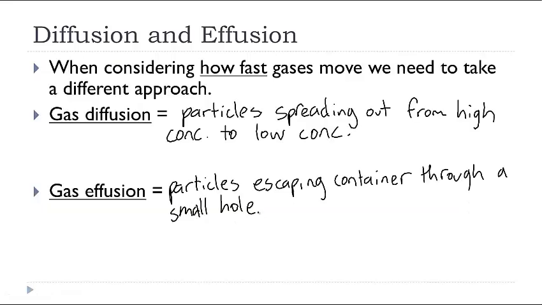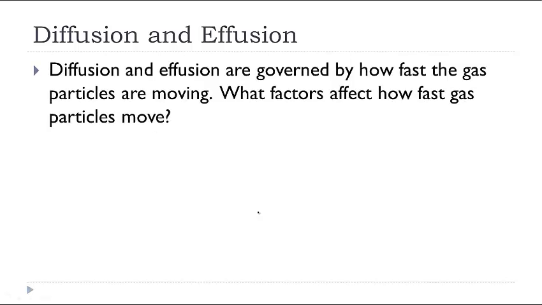All right, so these are two processes that are going to be governed by how fast particles move. Okay, so instead of using the ideal gas law, which just tells us about the pressure and the volume and the number of moles, what we need to consider now is how much kinetic energy they have. So what are the two factors that you can think of that'll affect how fast a given gas particle is moving, or a given collection of gas particles moving? All right, temperature is one of them.